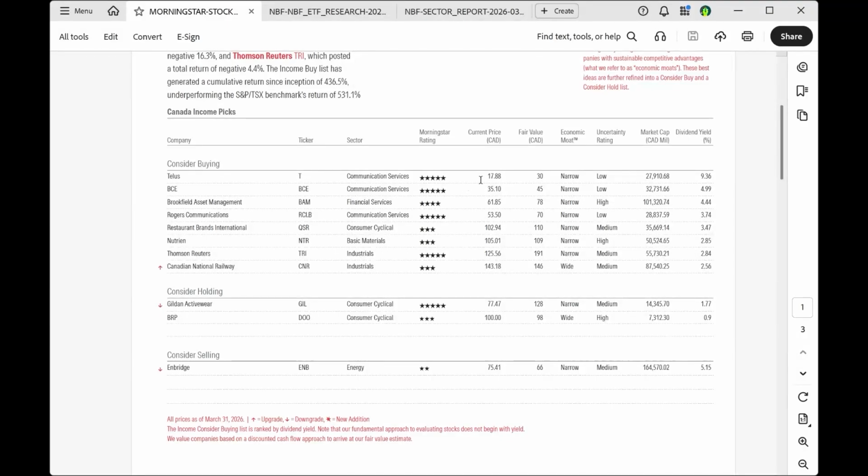And what I mean by that is, for TELUS, for example, at the publication of the report, TELUS was trading at around $17.88. But according to Morningstar and their analysis, they do think that TELUS should actually be trading at $30 a share. So given its current price, it's undervalued compared to what they think TELUS should be trading at, which is why it gets a 5 out of 5 star.